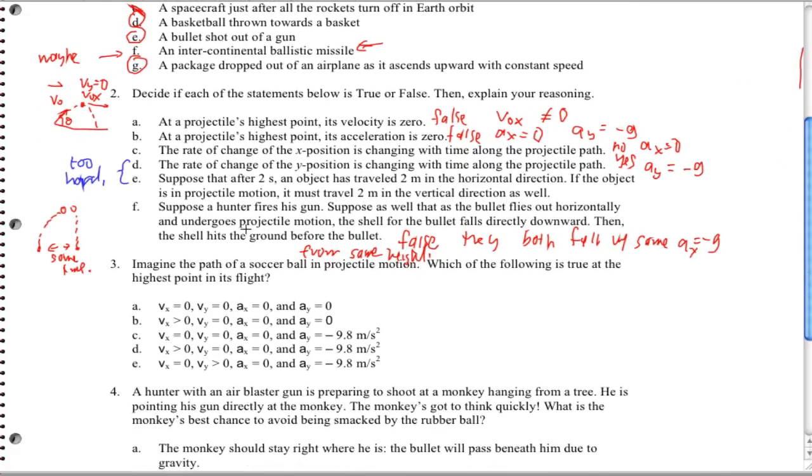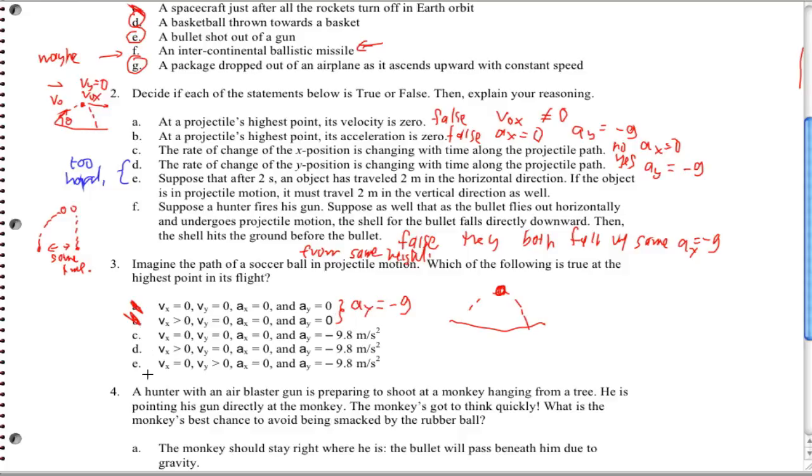Now, we have a soccer ball going in projectile motion, so it's going in the air. We want to know some things about the highest point of its flight. At the highest point in flight, let's be clear on some choices we can eliminate. First of all, we can eliminate A and B right away. Let me tell you why. AY is always negative g. So now we have C, D, and E.